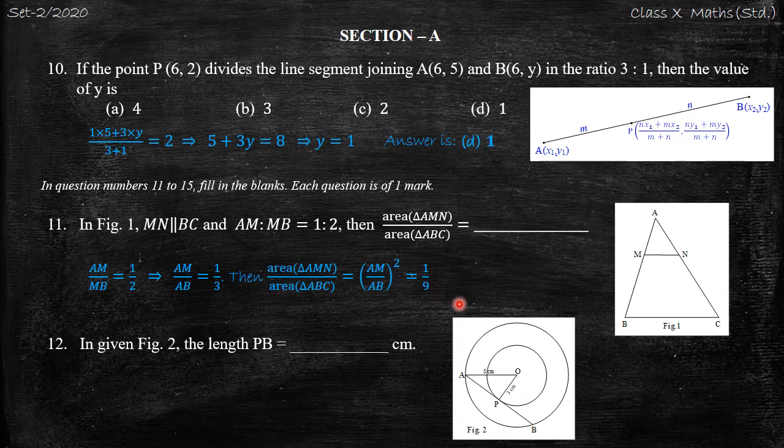Okay, next question. In the figure shown, you need to find the length of PB. As you know, the radius is perpendicular to the tangent at the point of contact, and when the radius is perpendicular to a chord, it bisects the chord. So AP equals PB also. AP you can find because this is a right triangle and two sides are given. So PB equals PA equals 4 centimeters.